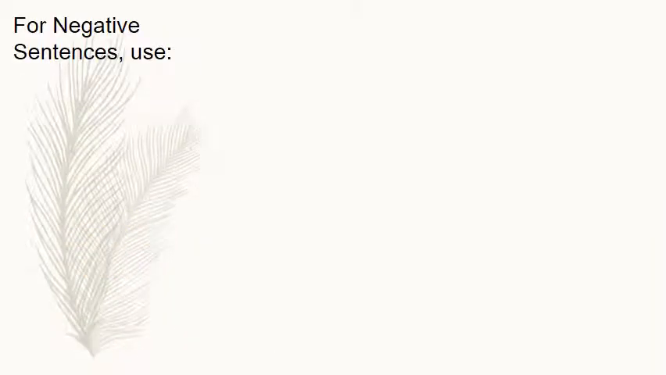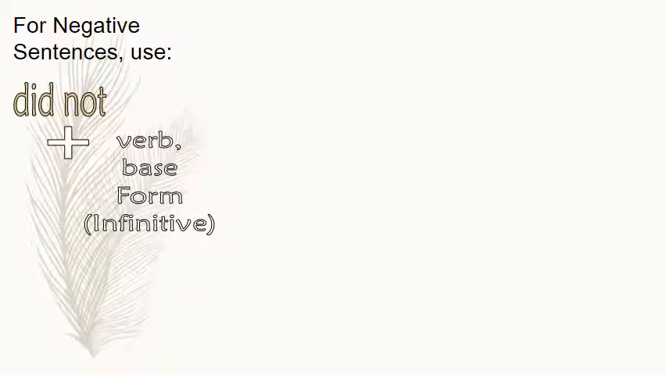Now, how to form the negative sentences using the simple past tense. Again, I repeat, when I say negative, I mean not. It's not happening. First of all, I have to use did not, or the contraction didn't. Then I have to write the verb in its base form.